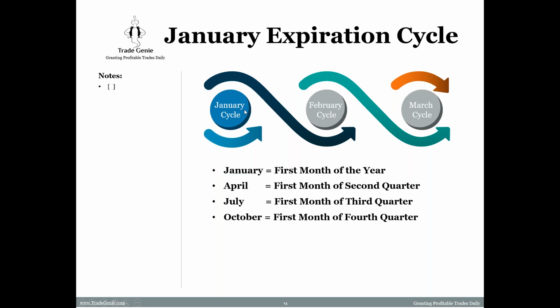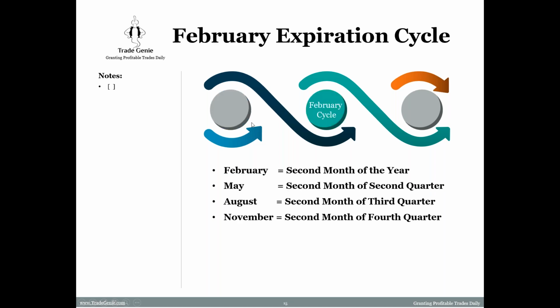They do it like this: January cycle. January is the first month of the year. This stock will have January as the first month, and it will also trade April, July, and October. April is the first month of the second quarter, July is the first month of the third quarter, and October is the first month of the fourth quarter. So there are 4 quarters. If the stock is assigned to a January cycle, it will have these 4 months: January, April, July, and October.